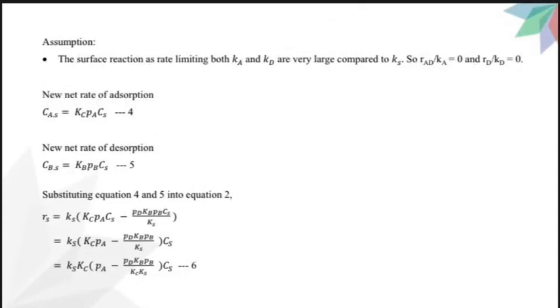Now we include an assumption where the adsorption and desorption processes happen fast, where Ka and Kd are very large compared to Ks. Thus, r_AD over Ka equals 0 and r_D over Kd equals 0. Now we apply this assumption into equation 1 and equation 3 to form new net rate equations, which are equation 4 and 5. The new net rate equations are substituted into the surface reaction equation, which is equation 2, and simplified to form equation 6.